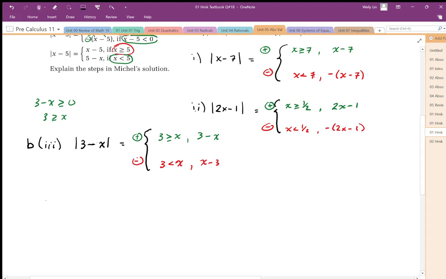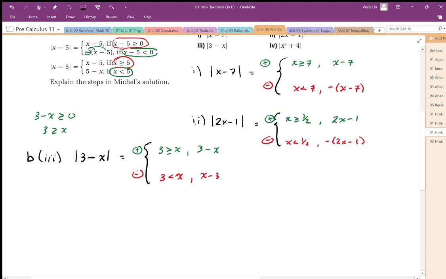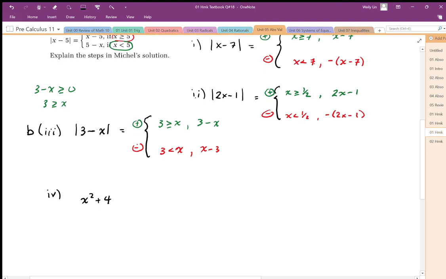For the last one here, the last one was x squared plus 4. Now this one's a little bit unique in that x squared plus 4 is always going to be positive. So when we talk about this as a piecewise function, this is always going to be positive. So we can just use a positive value.